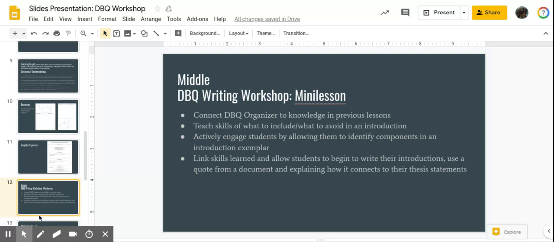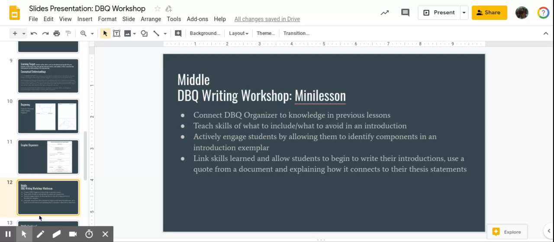I would connect the DBQ organizer to the knowledge from their previous lessons. So they already know about that organizer, and now we're breaking down those elements of the introduction. My teaching skills would be what to include and what to avoid in the introduction. And then to actively engage the students, I would have them identify the components in an introduction exemplar.